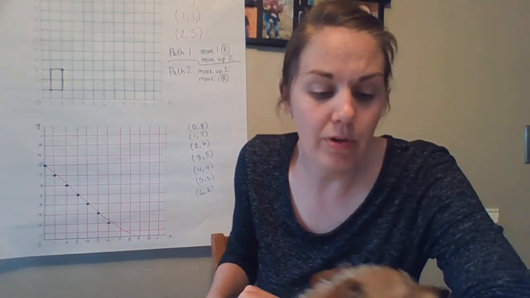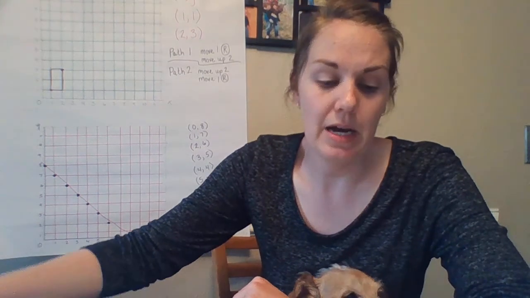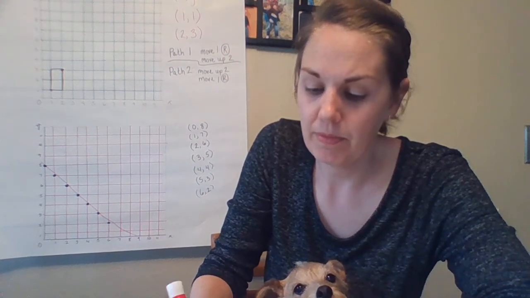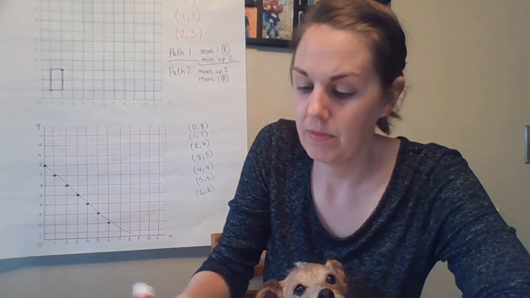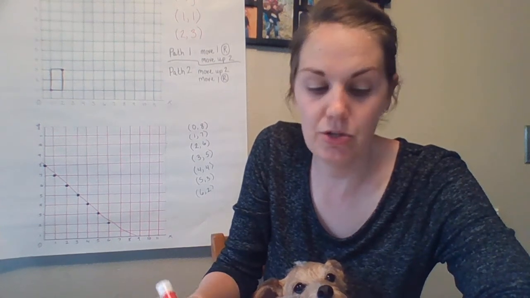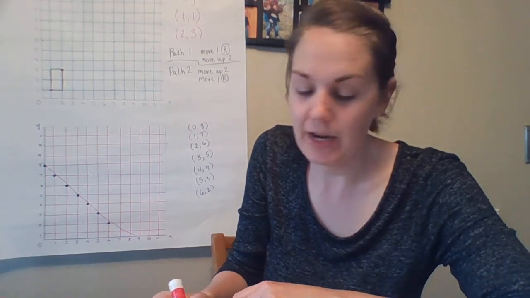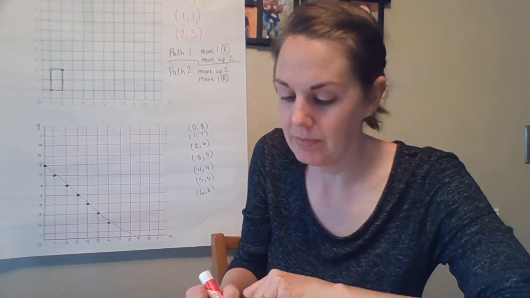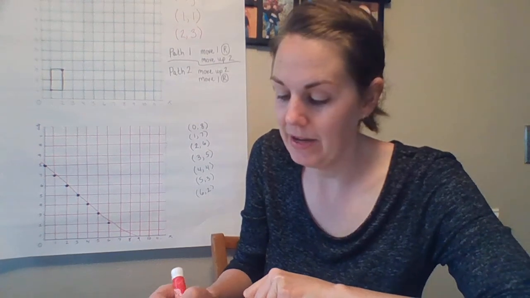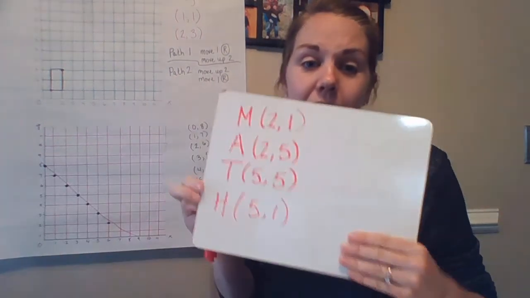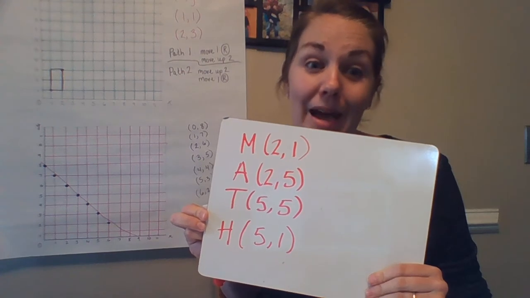The next problem says Mrs. Souter writes the following ordered pairs on the board. So she has M is 2 and 1, A is 2 and 5, T is 5 and 5, and H is 5 and 1. And if those numbers seemed arbitrary to you, they very cleverly spell out math.